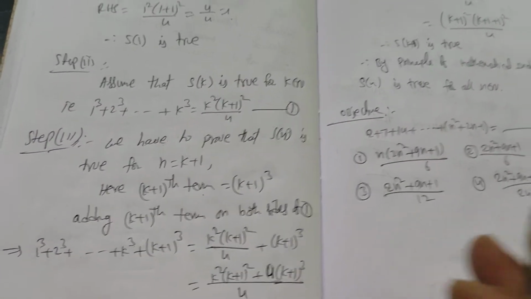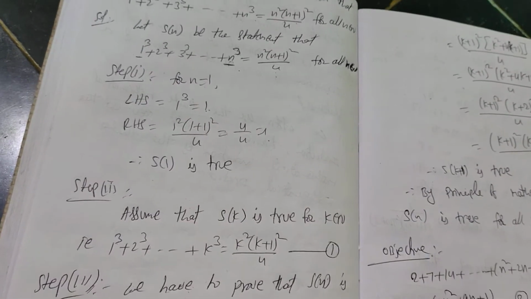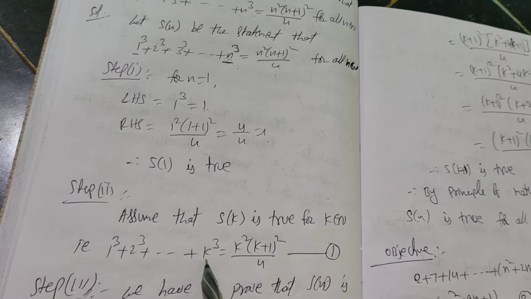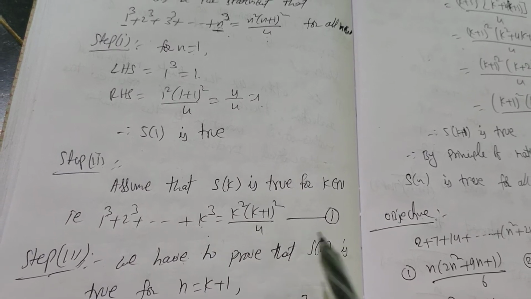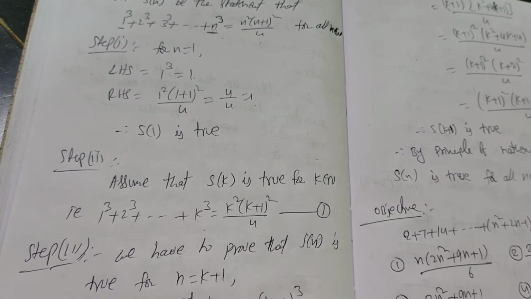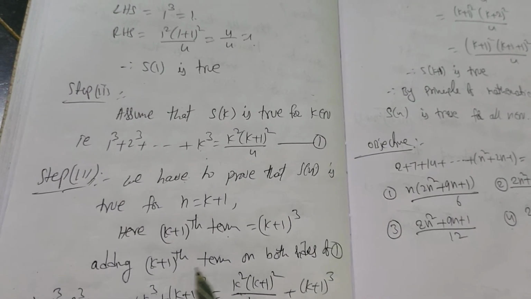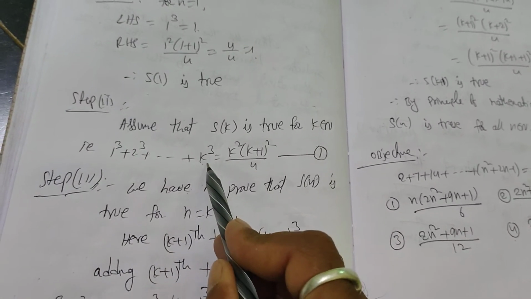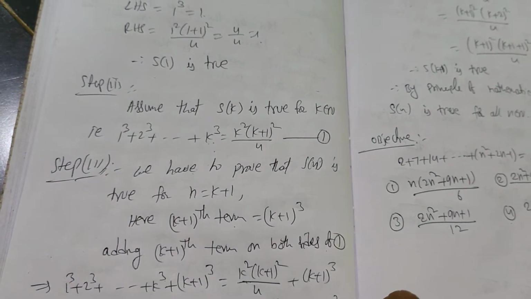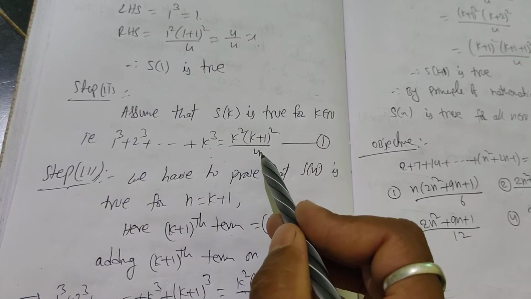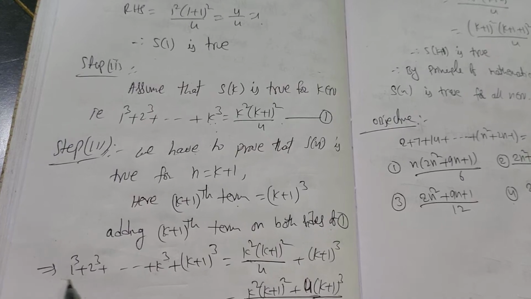Very clear. So what we have to take? We have to take up to the k plus 1th term. Up to the k plus 1th term means up to k cube plus the k plus 1th term. That means if you add the k plus 1th term on both sides, that is nothing but up to the k plus 1th term we have to consider. So adding the k plus 1th term on both sides, that gives 1 cube plus 2 cube plus up to k cube plus k plus 1 whole cube, that is equal to k square into k plus 1 whole square by 4 plus k plus 1 whole cube. So this is LHS.